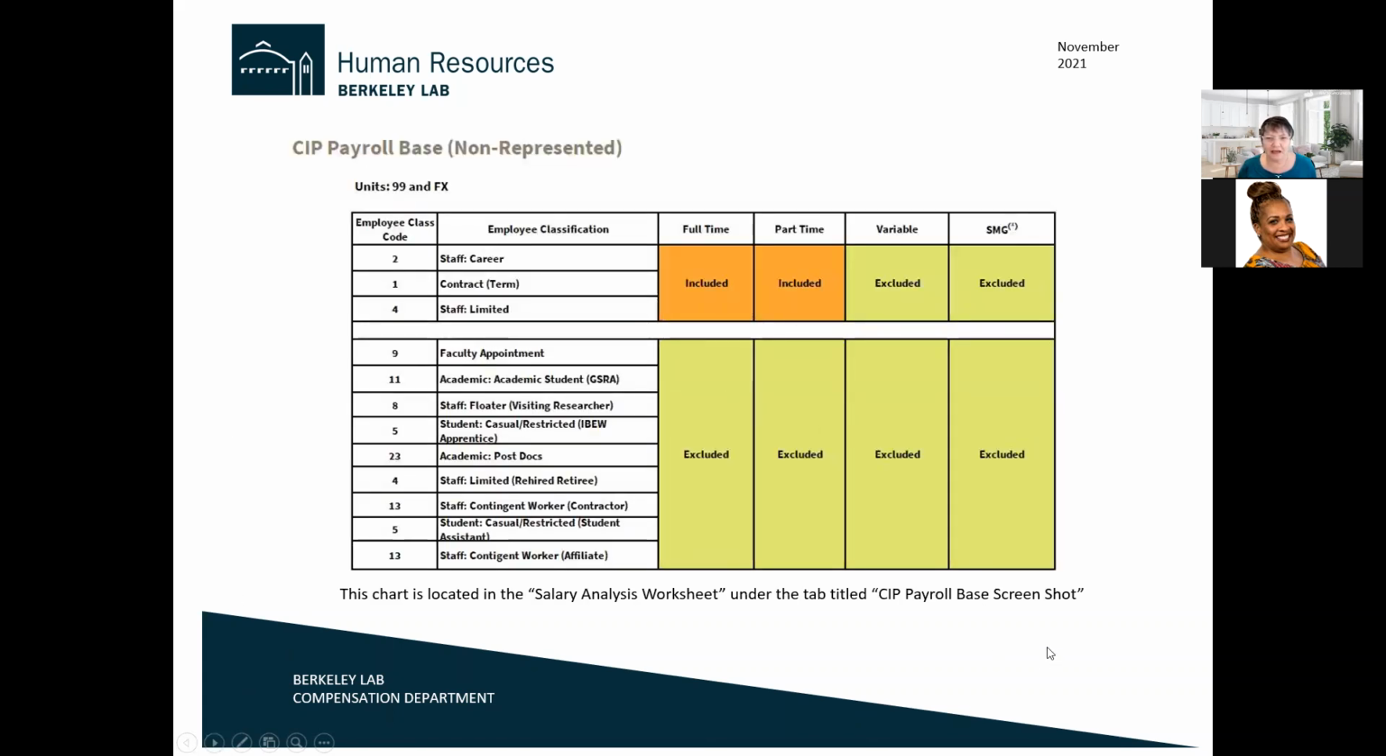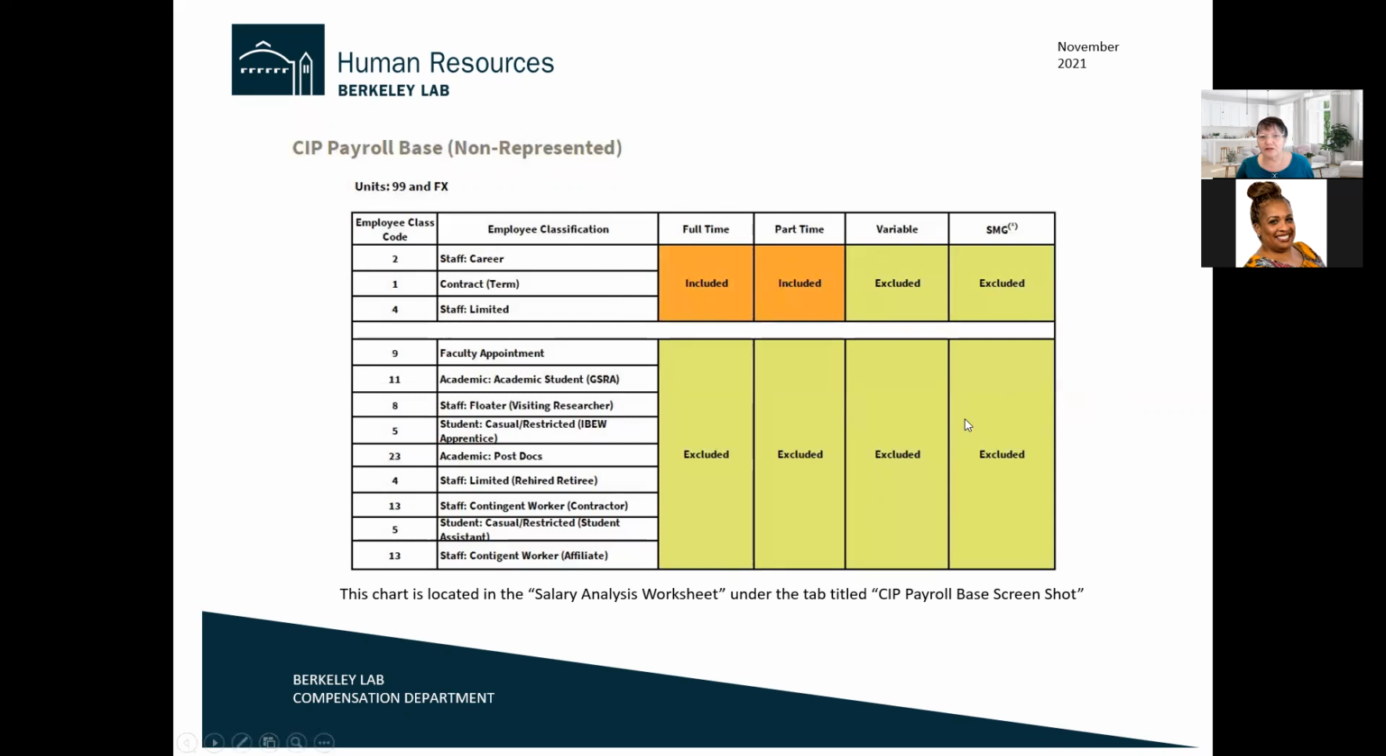This here is a screenshot of the CIP payroll base. This is how you can tell if somebody is going to be CIP eligible or not, or if a pay action is CIP eligible. Everybody that is included in the CIP payroll base is units 99 and FX. Those are the two main ones, non-represented. Within that classification, we're looking mainly at full-time and part-time that are career, contract, and staff limited. That's the majority of our CIP population in a nutshell.